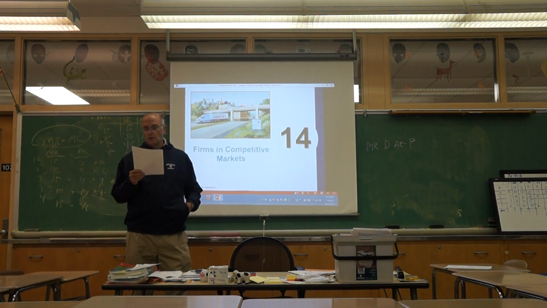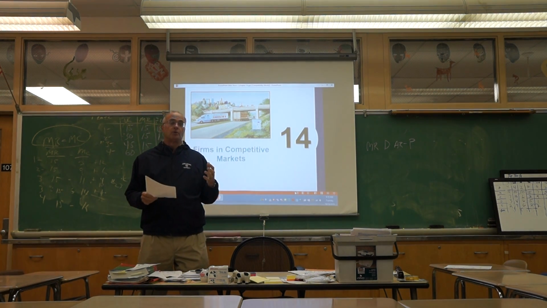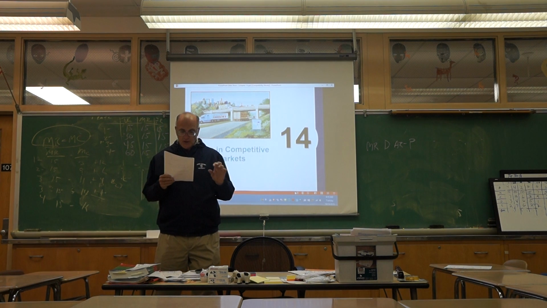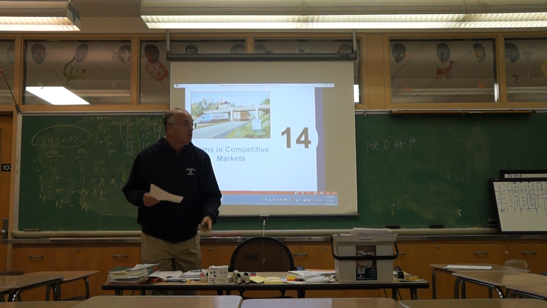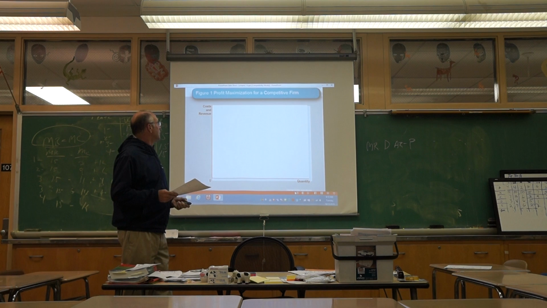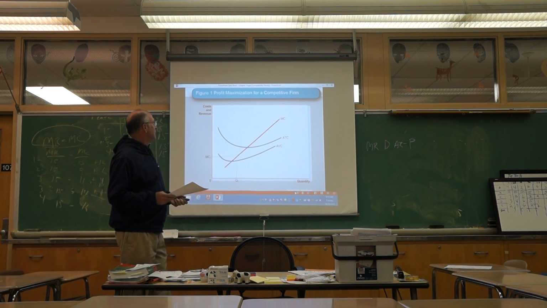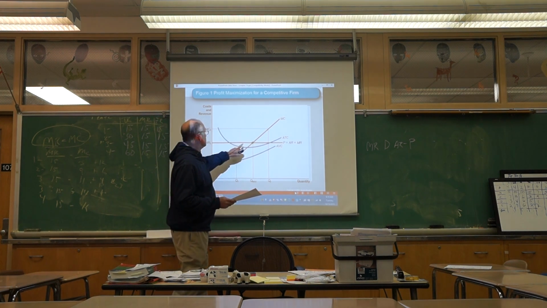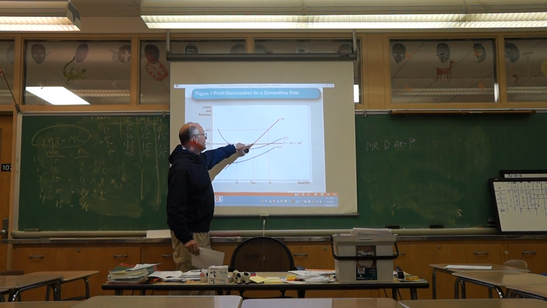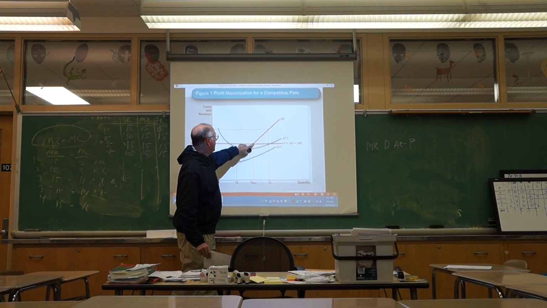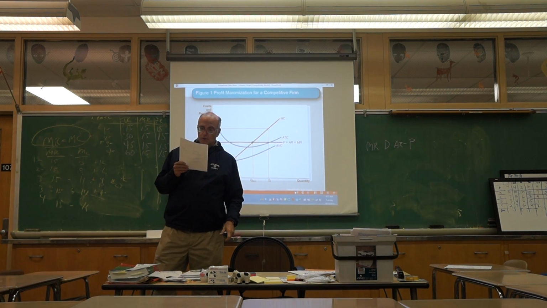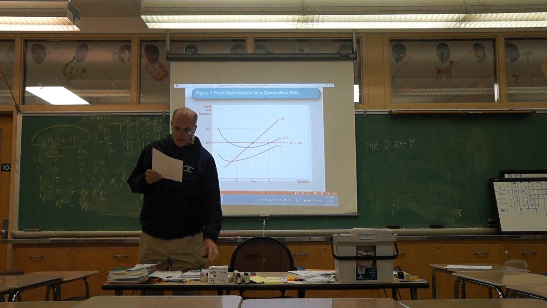All right, marginal revenue equals marginal cost. That's the profit maximizer. So where MR equals MC, that's where you decide how much quantity is going to be produced. It's also where you go down to your ATC to find your total cost.